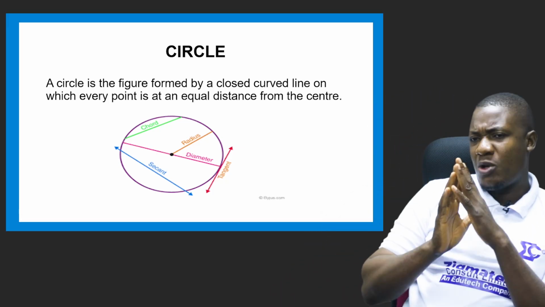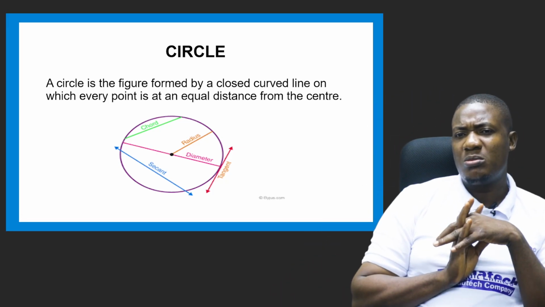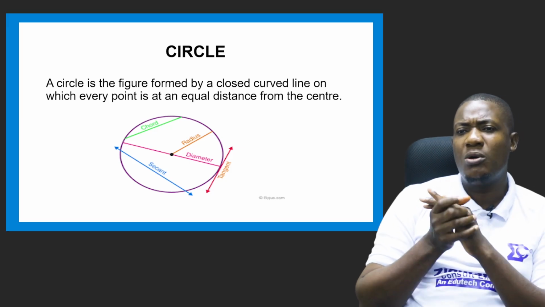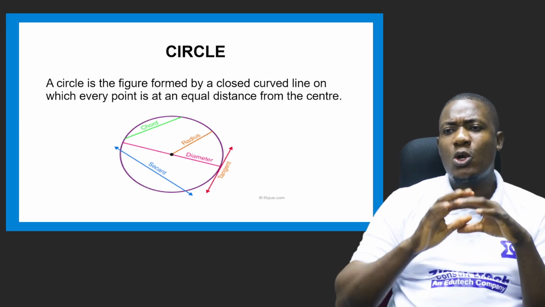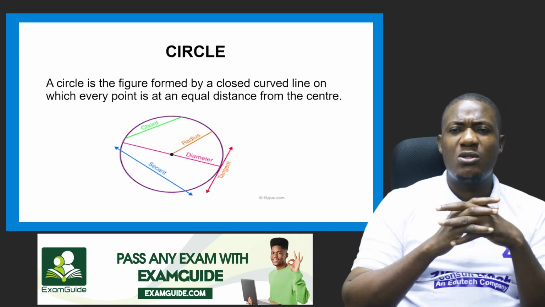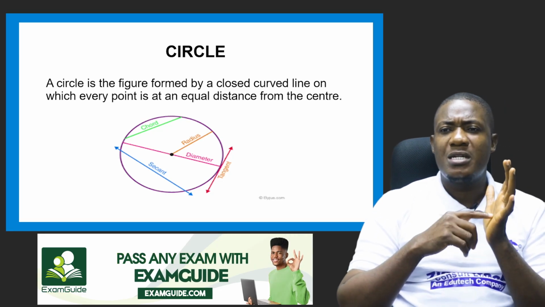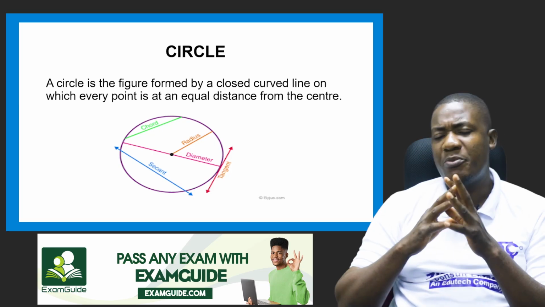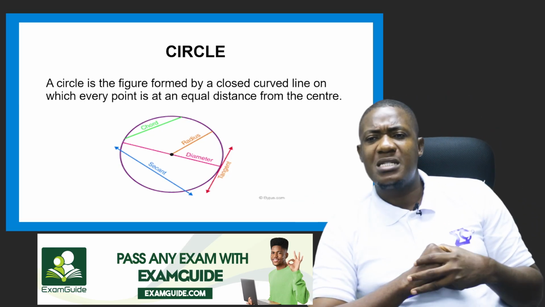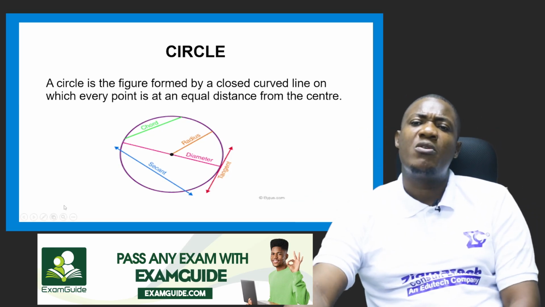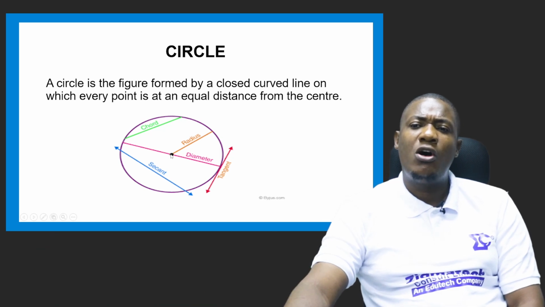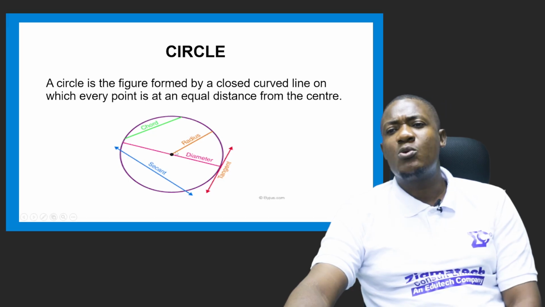Now, we also want to talk about a circle. A circle is a figure formed by a closed curved line on which every point is at an equal distance from the center. Every point is equidistant from the center. That means from the center of a circle here, all distances from this center to the circumference of this circle are equal.